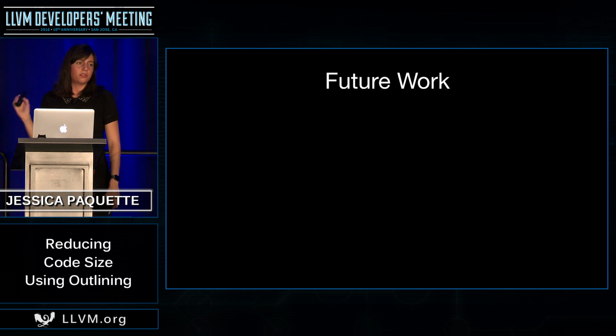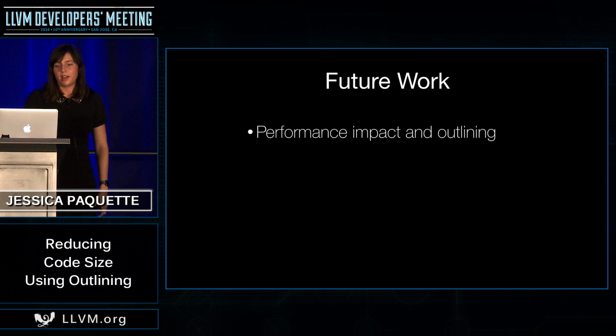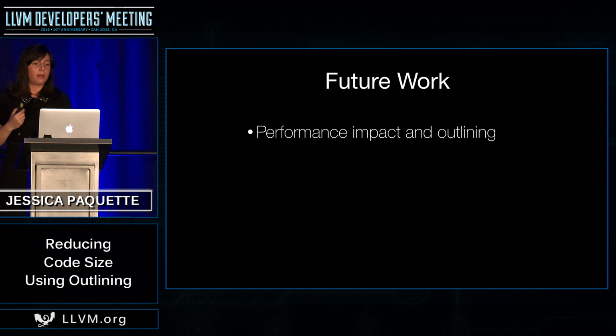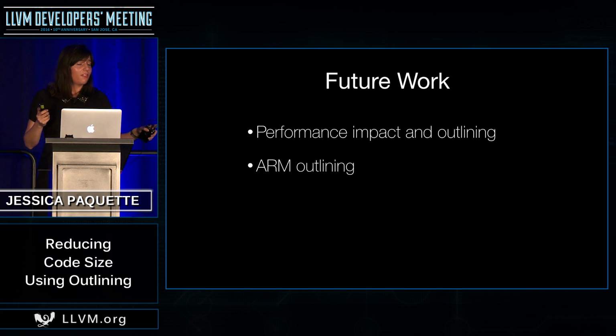So, with that in mind, we should probably talk about what's in the future for outlining. The first thing is performance impact. Believe it or not, this doesn't always make programs slower. Some programs would speed up, sometimes significantly. One reason for this is, for example, better instruction cache usage. We can probably mitigate performance hits on other programs by paying attention to whether or not a block of code is hot or cold.